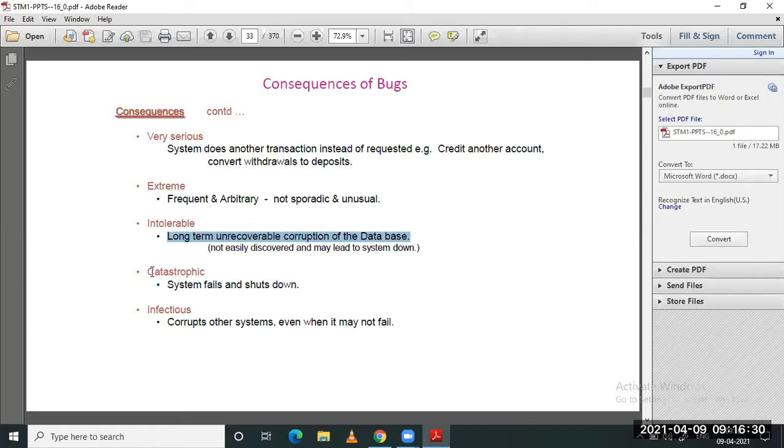Next one, catastrophic. Catastrophic bugs is nothing but the system fails and shuts down. If you open the software, the system fails and shuts down.